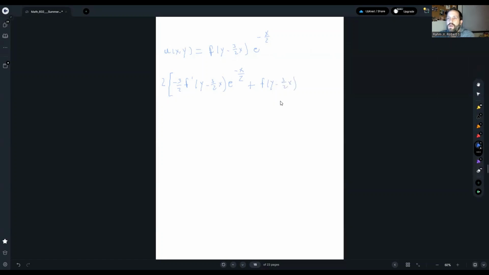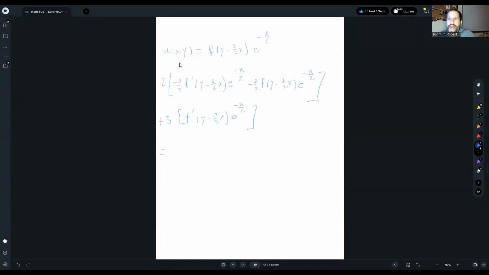And then plus f of y minus 3/2 x times the derivative of this, which is minus 1/2 e to the minus x over 2. And then plus 3 times the partial derivative with respect to y. This is a little simpler. It's the derivative of the inside with respect to y, which is 1, times f prime of y minus 3/2 x, and as far as y is concerned, e to the minus x over 2 is a constant.